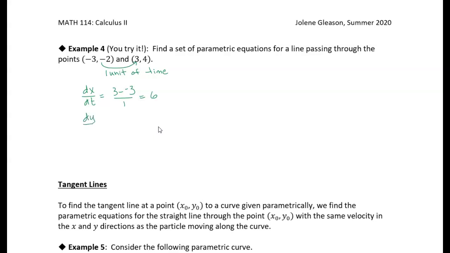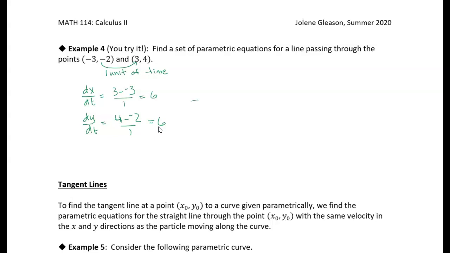For dy/dt, I'm just going to look at how my y value is changing. I'm going from -2 to +4, so again, I'm going up by 6. I can think of it as 4 minus -2 over 1, but it's just going to be 6. So I'm going 6 units in the x direction in 1 unit of time, and 6 units in the y direction in 1 unit of time.